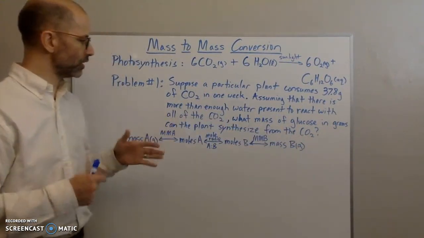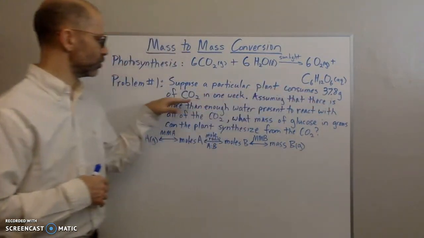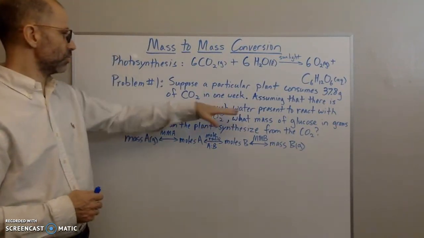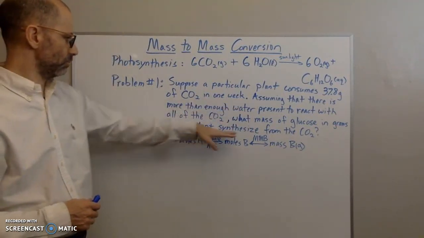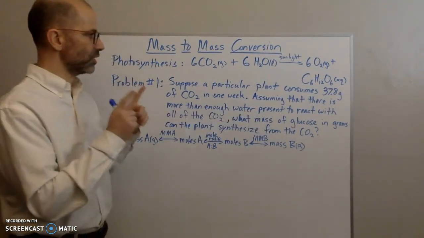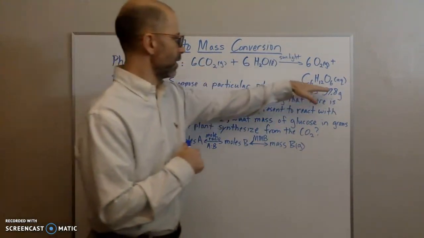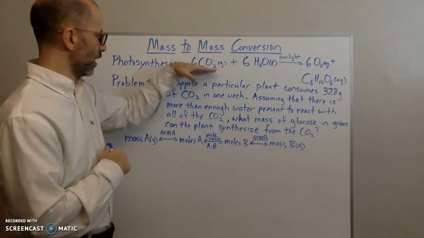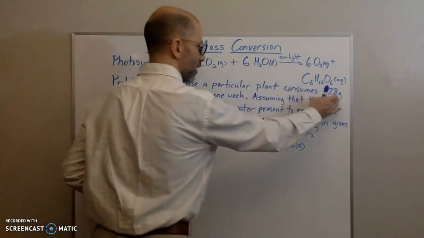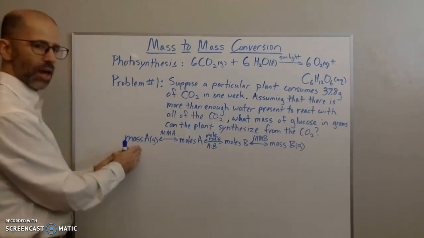So the question is asking us to go from a certain amount of CO2 to a certain amount of water. Or glucose, glucose. So the two things that we need to convert between are carbon dioxide and glucose. So this is going to be our A and this is going to be our B. They're giving us grams of carbon dioxide, so we have to start here in our roadmap.